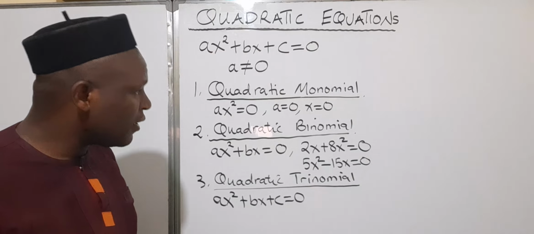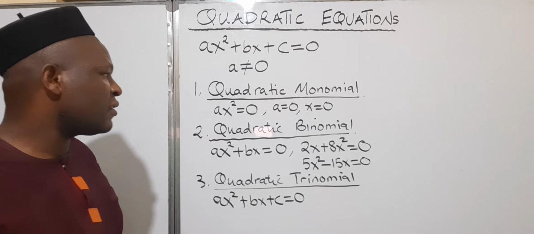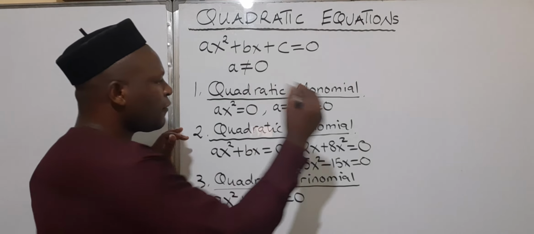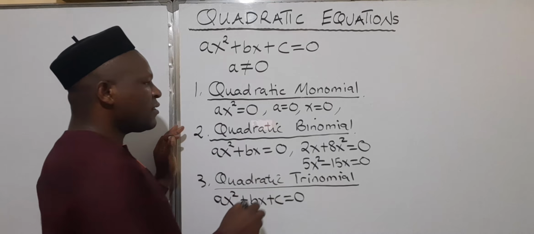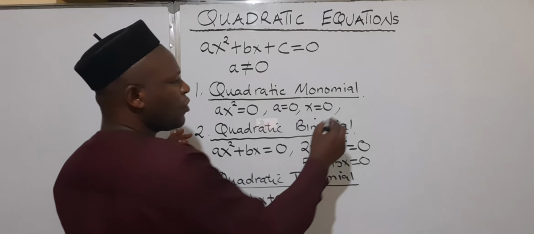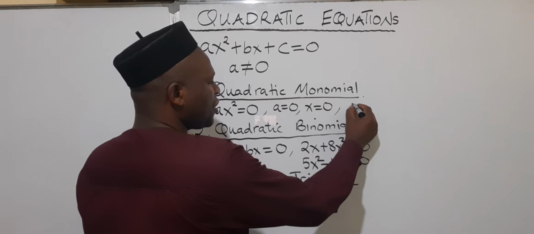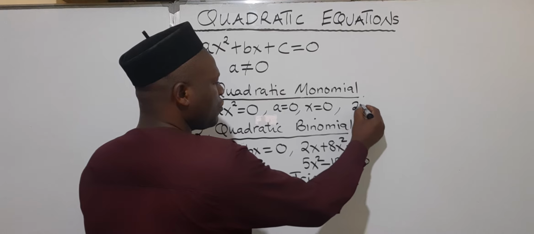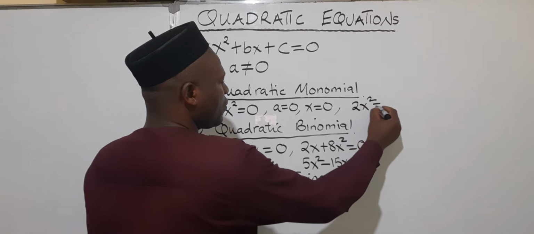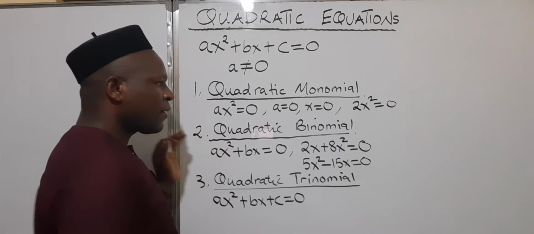So quickly, let me take you through some examples. The first one, quadratic monomial. You can have an equation like this. Let's say 2x squared equals 0.